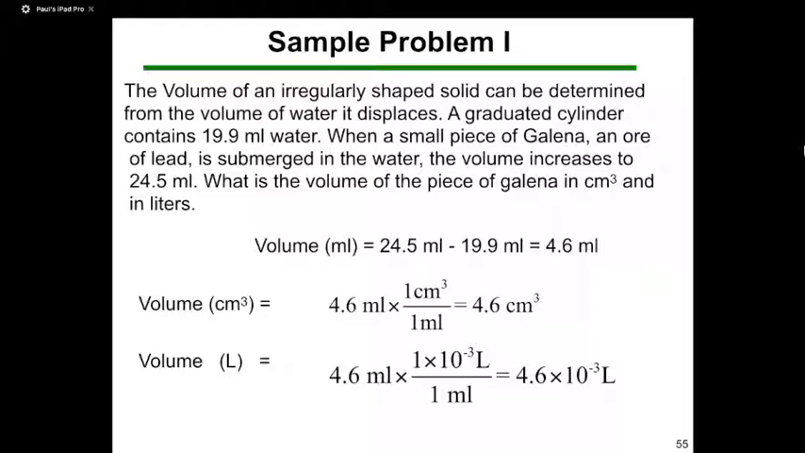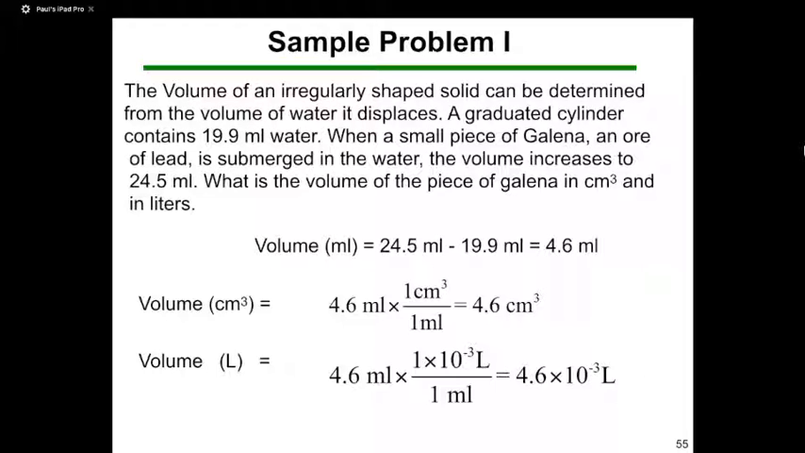When a small piece of this mineral or of lead is submerged in water, the graduated cylinder started at 19.9, and the volume increased to 24.5. What is the volume in cubic centimeters and in liters? Well, if it went up to 24.5 and it started at 19.9, the volume is 4.6 milliliters.